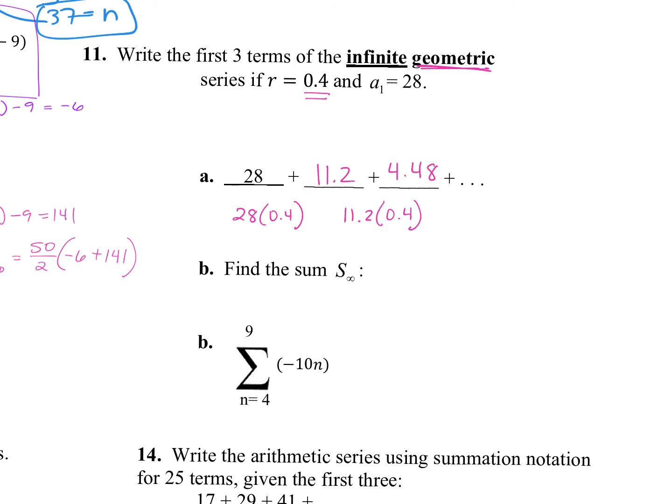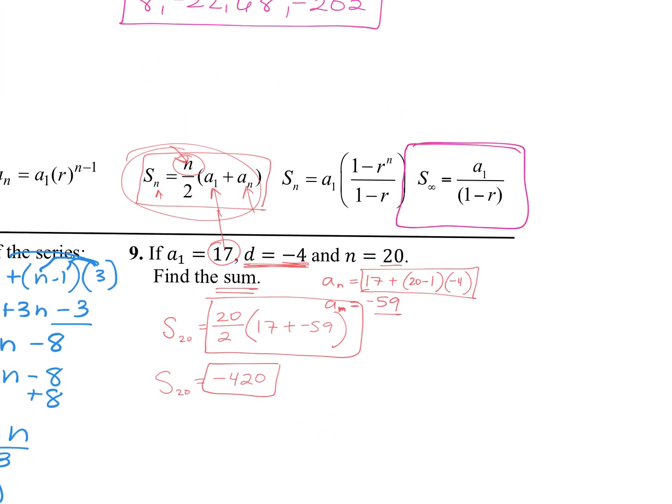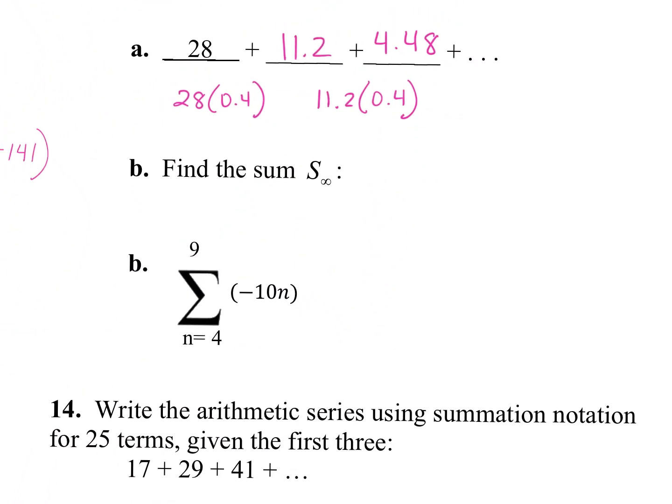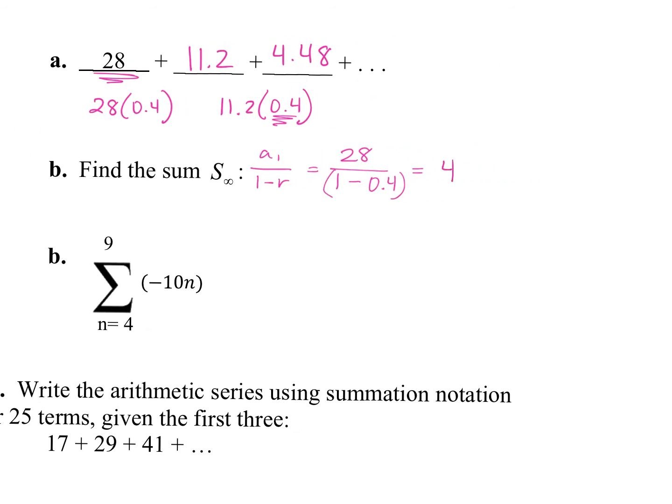Notice this is an infinite geometric series, so we are using the infinite formula, a sub 1 over 1 minus r. So a sub 1, our first term, is 28, over 1 minus our ratio, which is 0.4. Don't forget to put parentheses around that if you're going to plug it all in as one shot. So our sum comes out to 46.6 repeating, or 46 2/3. That's what it would add up to.